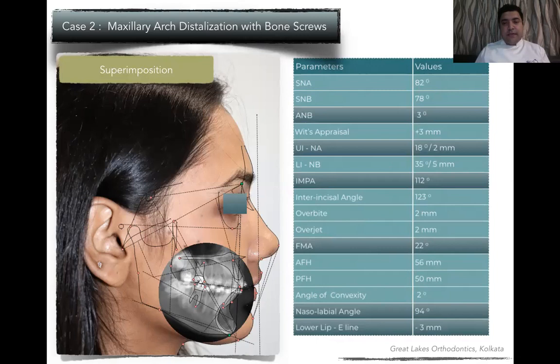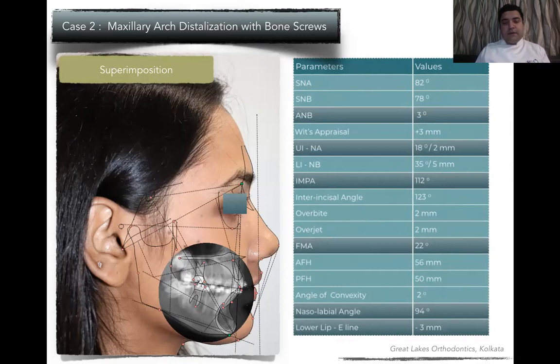The parameters show that the ANB is significantly reduced to 3 degrees. That's very good. So you actually guided the mandible into a better place. The upper incisor inclinations are far better as of now, not ideal, but still far better than how it started. It's 18 degrees now. IMPA is 112. That's decent for a class 2 camouflage case. The FMA is 22 degrees, so she is still a horizontal grower. And the nasolabial angle and the lower lip to E line are almost perfect. So the soft tissue drape is good.